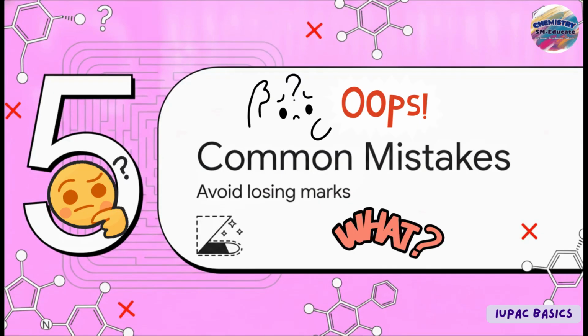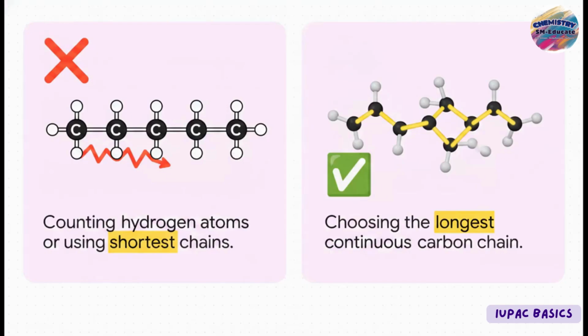Section 5. Avoiding common naming mistakes. Okay, pivot your attention here, because this is absolutely crucial for not losing silly marks on your board exams. So the crucial point here is to never ever count the hydrogen atoms when you're figuring out your prefix. You are only counting carbon atoms.